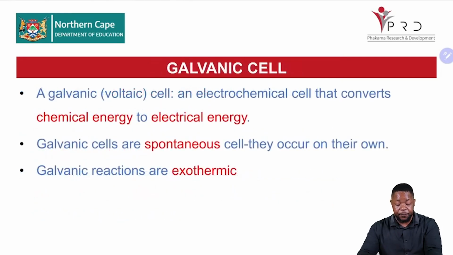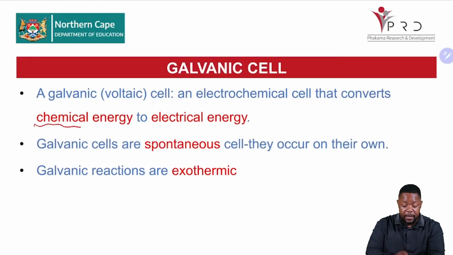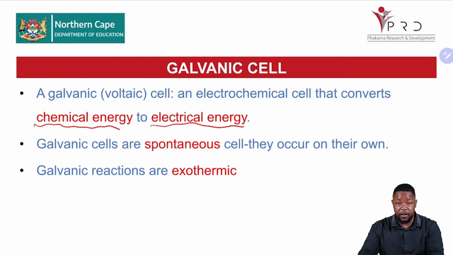The galvanic cell. The galvanic cell is also called the voltaic cell. It's an electrochemical cell that converts chemical energy to electrical energy. So that is how we are going to define a galvanic cell. This is the definition of a galvanic cell: an electrochemical cell that converts chemical energy to electrical energy.